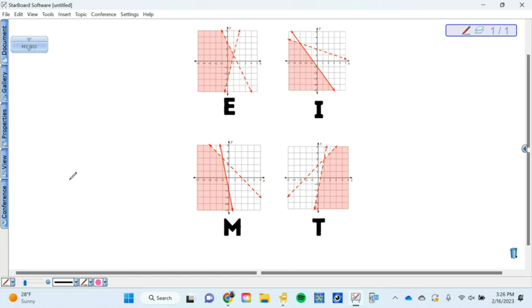Do you shade twice? Yeah. Shade twice and see where they overlap.